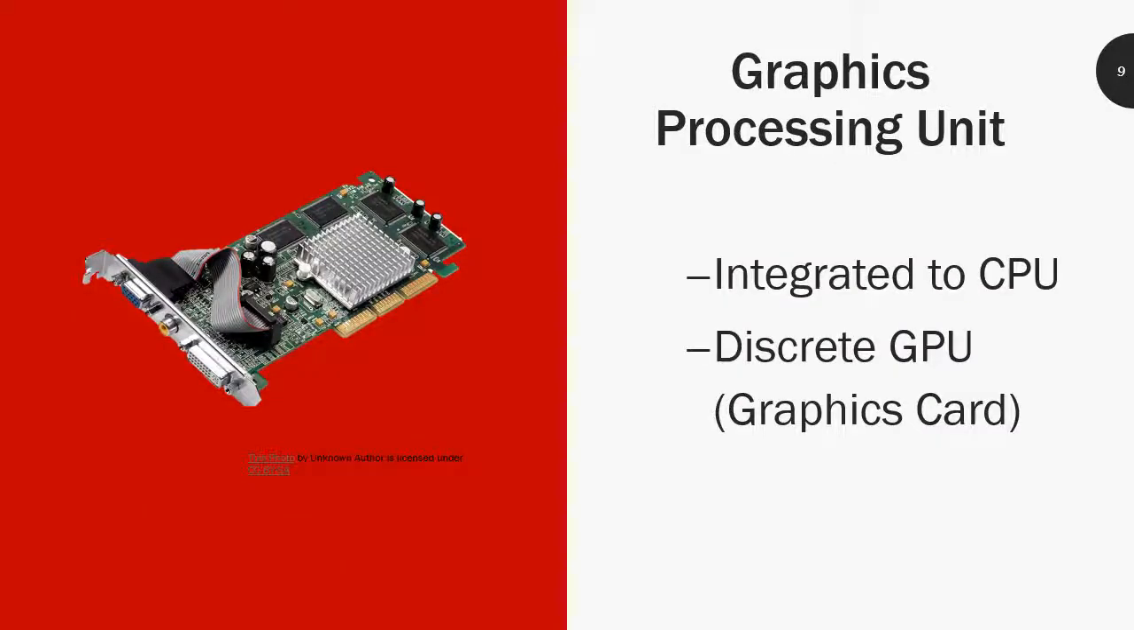This is more of a bonus because it's not really something that you need to know, but we're going to talk about graphics processing units. This is a dedicated graphics processing unit right here. So it would be called a discrete GPU, graphics card. So this is what gaming computers would have.